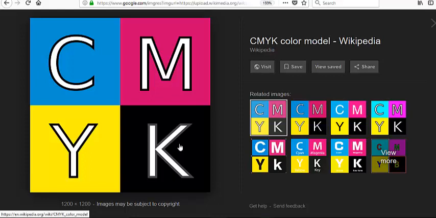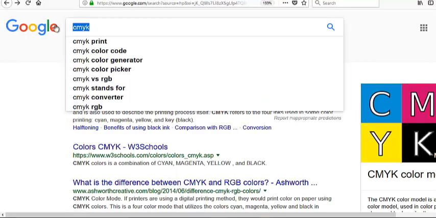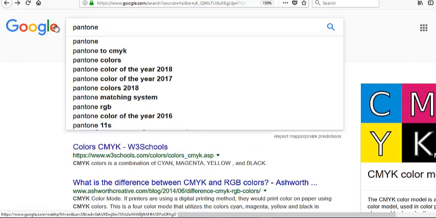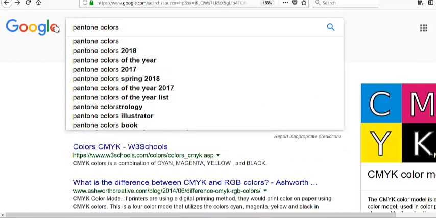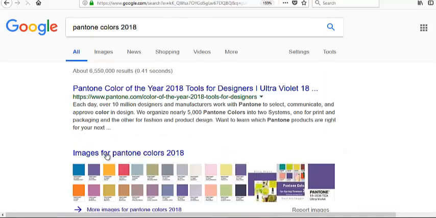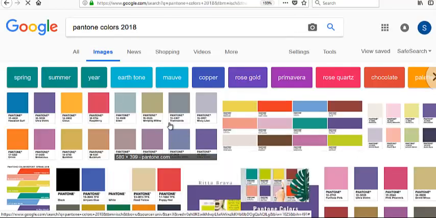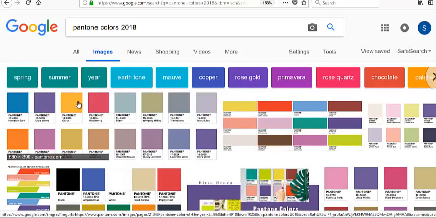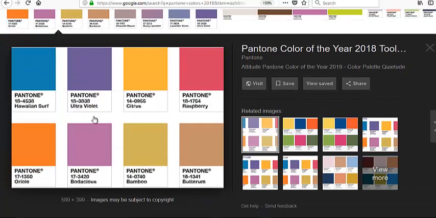Now there's other things called Pantone colors, and if you are a printer or a graphic designer and you're looking for a specific color, they have this thing called a Pantone. Let me show you this. Pantone colors 2018. Okay. Yeah, so here you've got all these different kinds of colors. It's like paint swatches. And Hawaiian surf, yeah, that looks good.